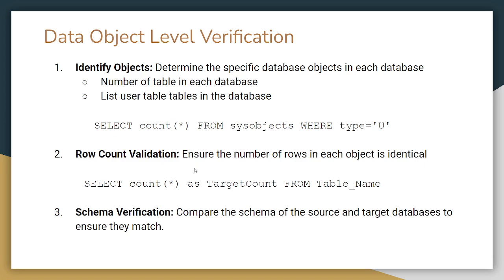Then row count validation. Now, if you want to verify the row count, you can use this syntax: select count star as target count from table name. This will give you the total number of records that a table has. And then schema verification. You can compare the schema of the source with any benchmarking data or reference data to ensure that they match. Okay, these are the three primary data object verifications.